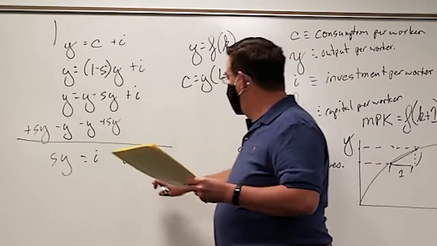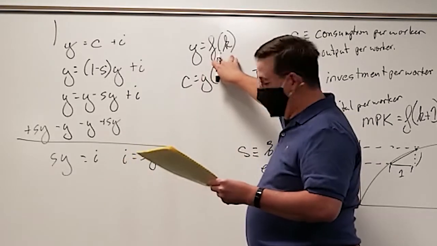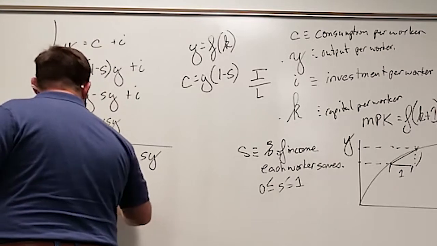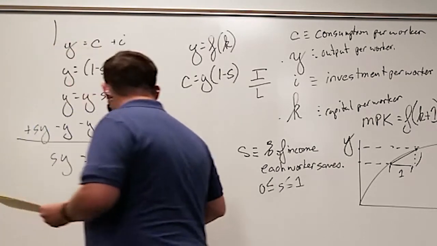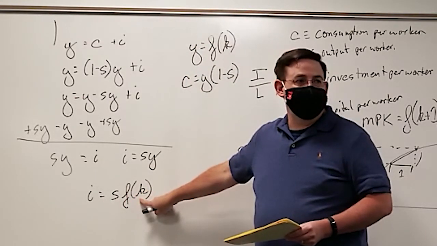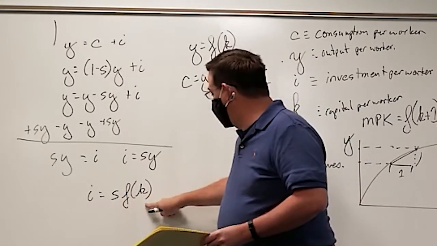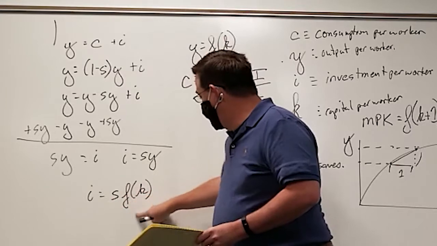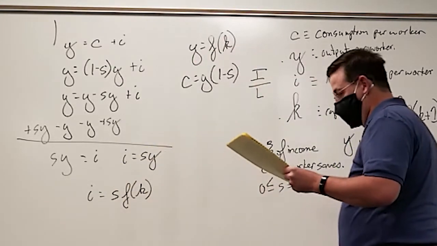So if I equals S of Y, and Y equals F of K, then we can say that I equals the amount that we save out of what we produce given a certain amount of capital per worker. Given this amount of capital per worker, they produce stuff, this is production, and we save a share of whatever we produce, and that is the amount that we end up investing.